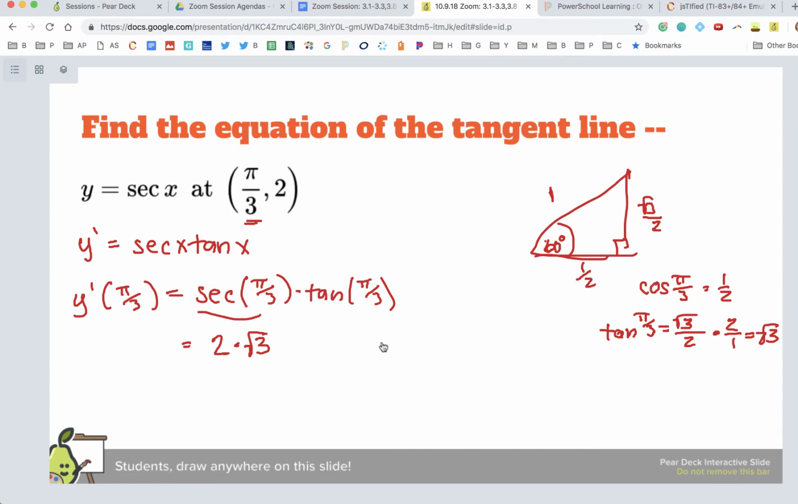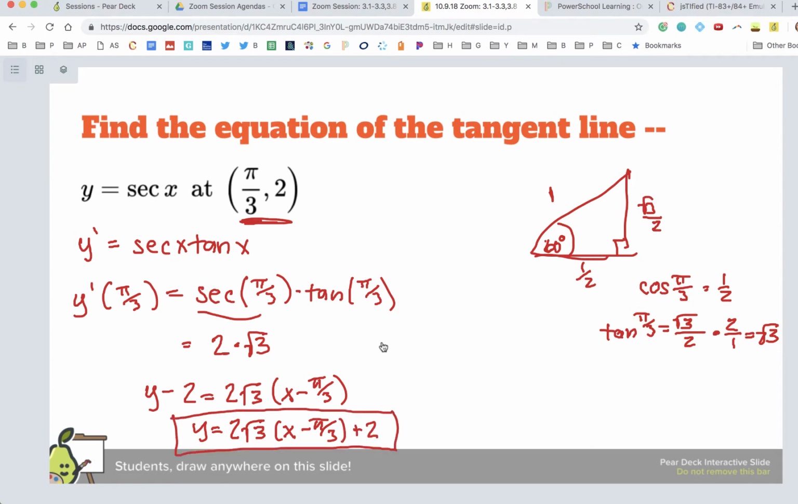And then I have a point. They already gave me the whole point. That's very nice of them. y minus y1 equals the slope times x minus x1. My final answer, just put it in y equals form for me, please: 2 root 3 times x minus pi over 3 plus 2. Boom, I am done.